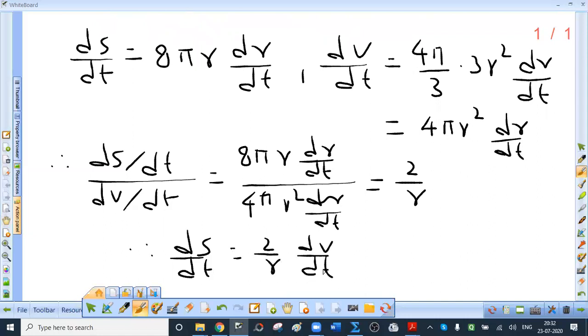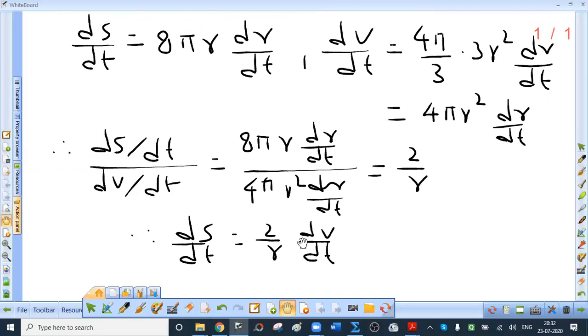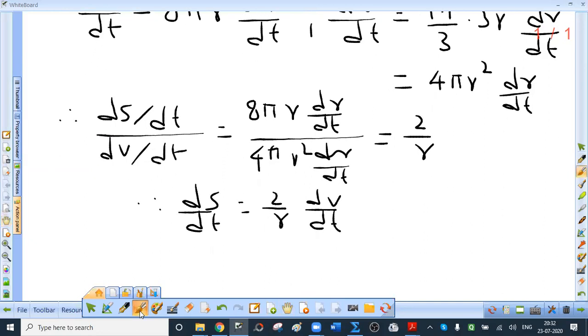You could have said, sir, ds dt is this. So from this, what is dr dt? 1 upon 8 pi r ds dt, which we had done in the previous sum. And then put value of dr dt in this equation. Same thing. So we have got ds dt equal to 2 upon r dv dt. Now, substitute the values. So you have to write this separately actually.